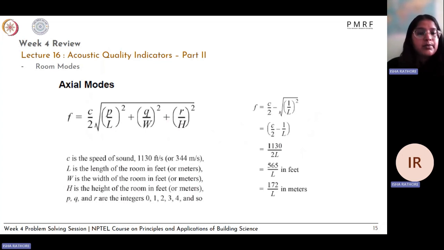And then there are these P, Q, R, which are integers between 0 to 4 and so on. So you can basically calculate the frequency of the new wave which is being generated in these cases.